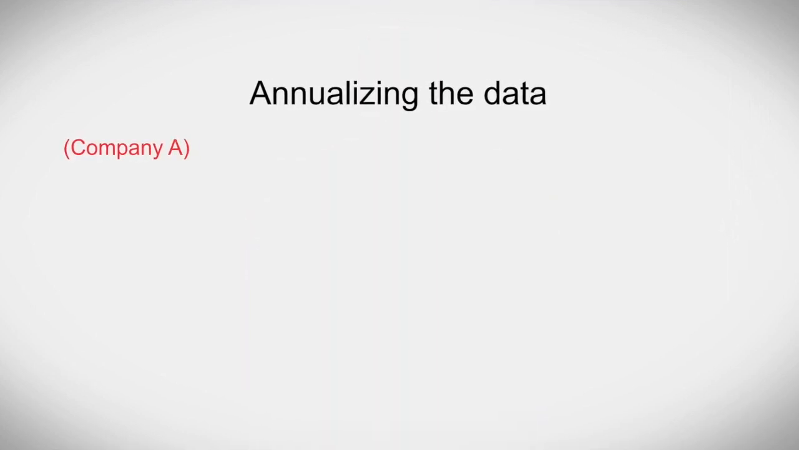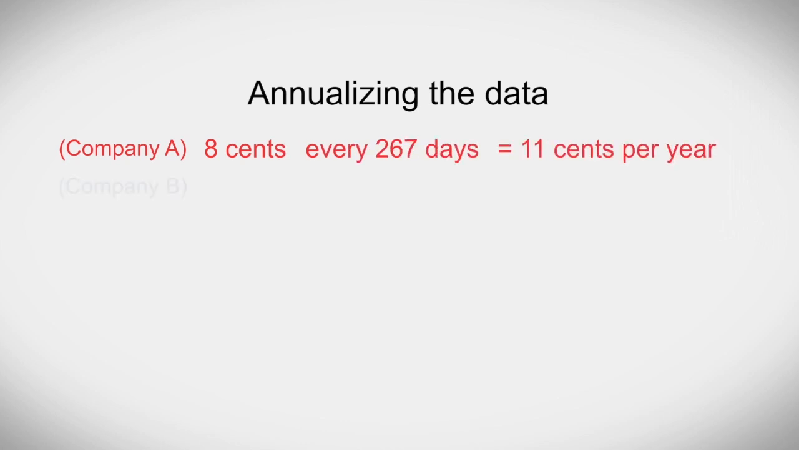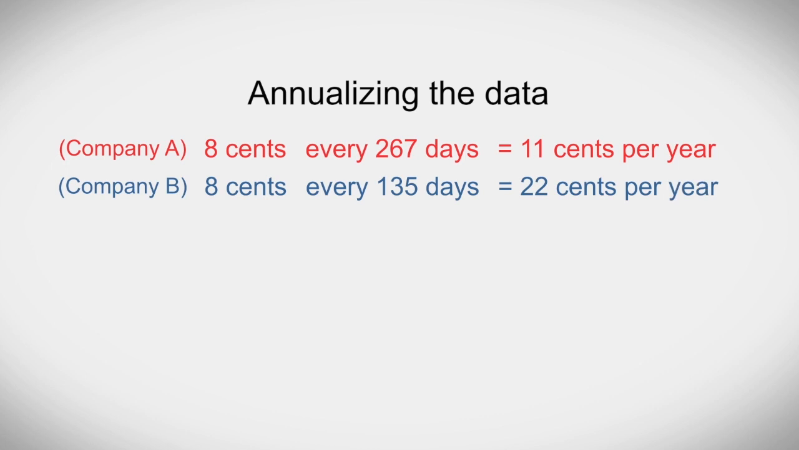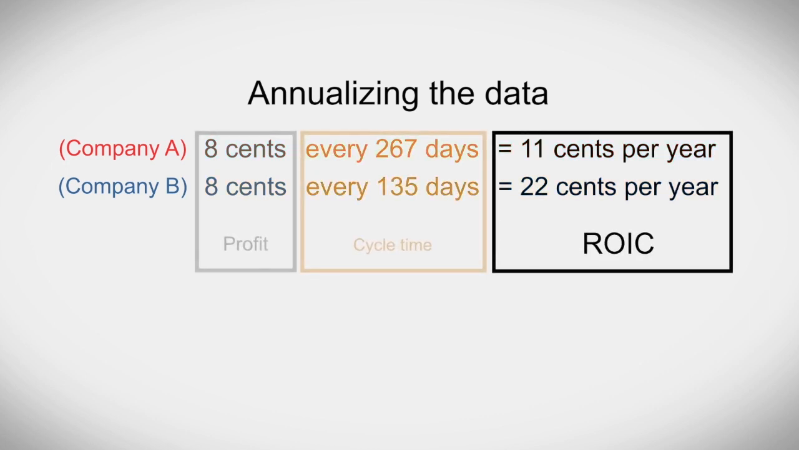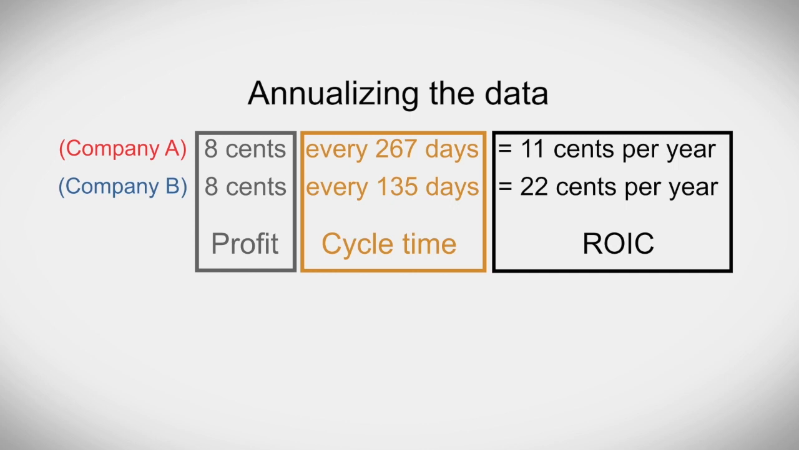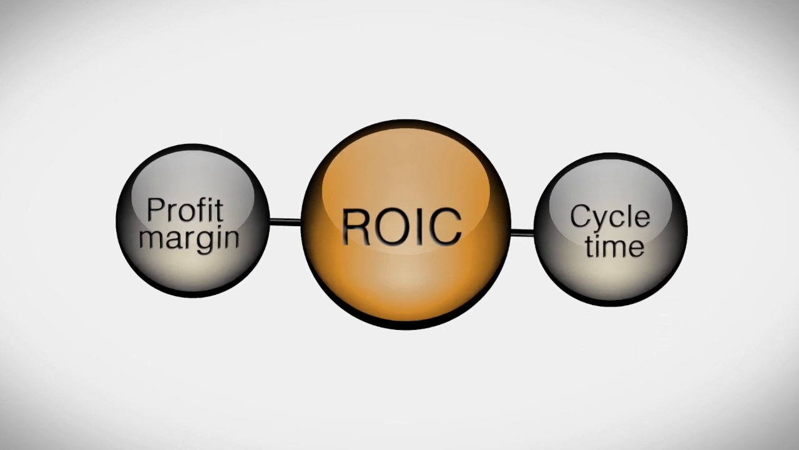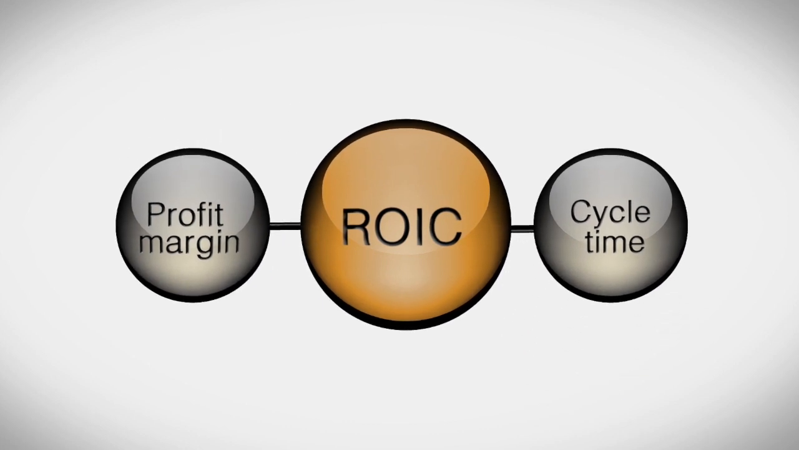As a matter of fact, when we compare businesses, we annualize the data. If you make 8 cents every 267 days, that works out to be about 11 cents a year. If you make 8 cents every 135 days, that works out to 22 cents a year. So for the same risk and the same investment, I'd rather have 22 cents of cash per dollar invested than 11 cents anytime. That annualized data is called return on invested capital, ROIC. And what this example highlights is there are two drivers of ROIC: margin and cycle time. How much I make, how much I spend, and how long it takes me to make it. That's how we can understand the drivers of ROIC for our company and for our peers.